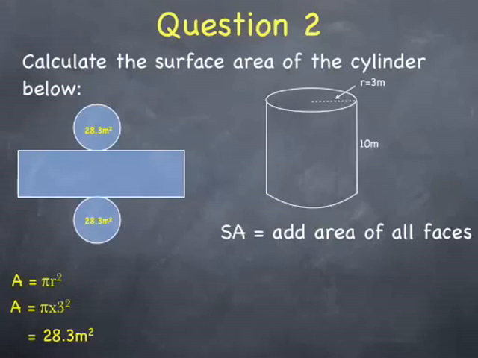Now we're going to look at the rectangle. Usually rectangles are nice and easy, length times width. So let's work out what those numbers are. Well, the width, or the height of the cylinder, is 10 meters. But the length is not apparent, we can't see it there. We have to calculate the length. And the way we do it is that the length of that rectangle is actually the circumference of the circle.